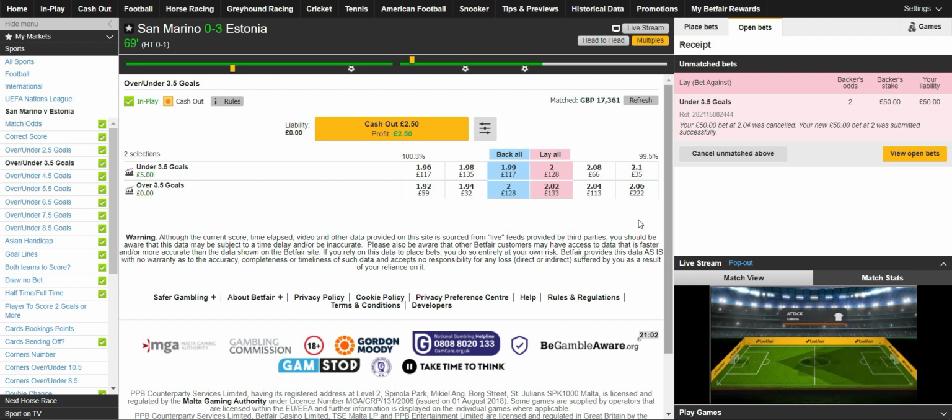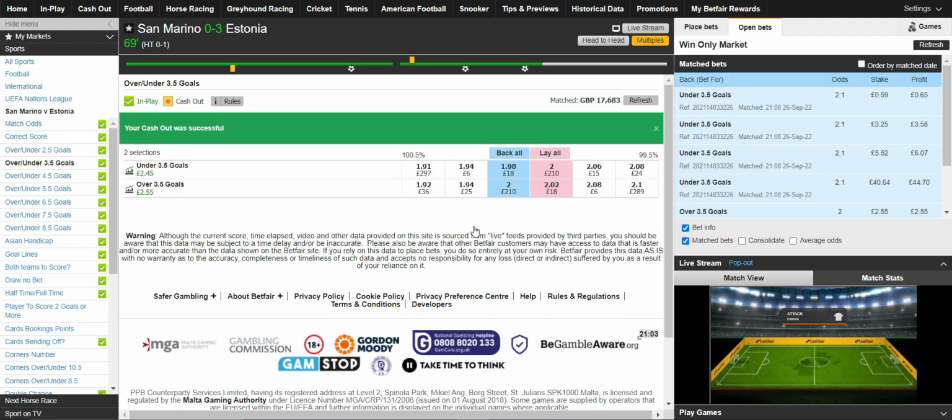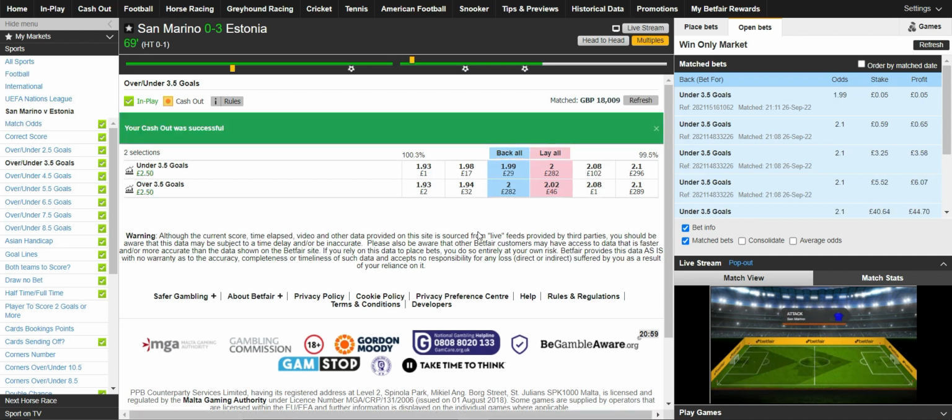And luckily, in just over 2 minutes, the odds have decreased and I've been matched on my lay, leaving me with £5 on the under 3.5 market, so I will go ahead and trade out. And as you will see, I will trade out for a profit of £2.50. Not bad for 2 minutes.